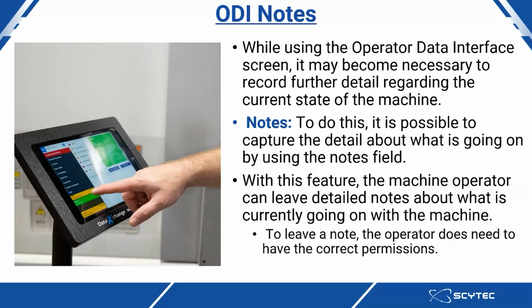So next up, I'd like to be discussing the ODI notes. While using the operator data interface screen, it may become necessary to record further detail regarding the current state of the machine. You can do that with the notes function inside of the operator data interface. With this feature, the machine operator can leave detailed notes about what is currently going on with the machine, and to leave a note, the operator does not need to have the correct permissions.